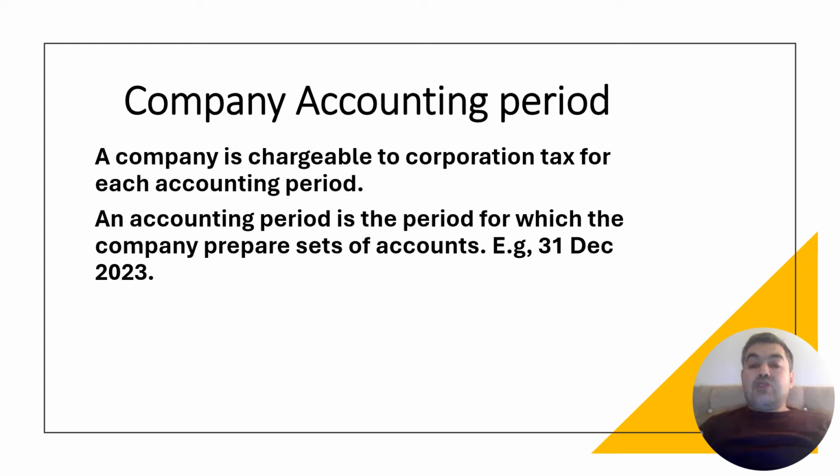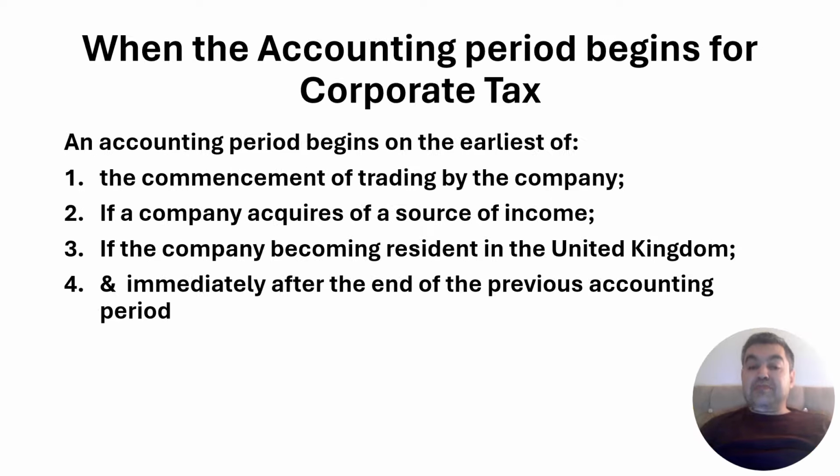The next thing is how to work out the accounting period. A company is chargeable to corporation tax for each accounting period. An accounting period is the period for which the company prepares a set of accounts, for example, to 31st December 2023. An accounting period for corporation tax begins on the earliest of: when the company starts trading, if a company acquires a source of income, if the company becomes resident in the UK, and immediately after the end of the previous accounting period.